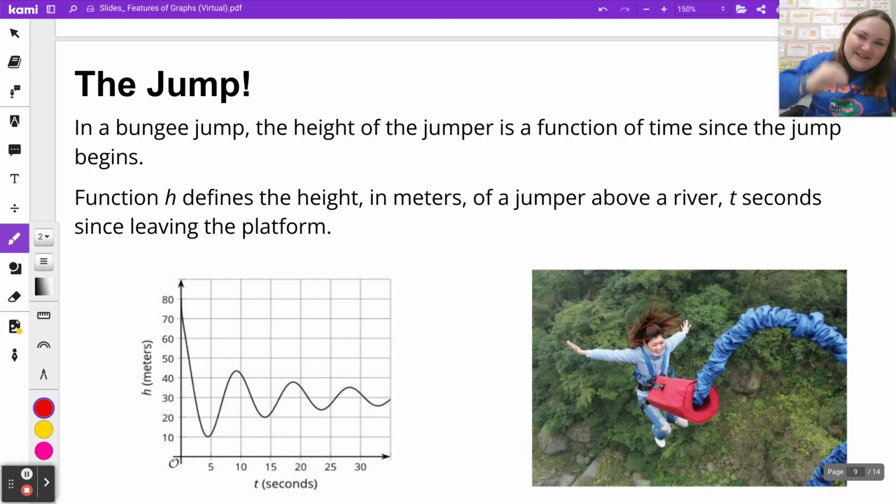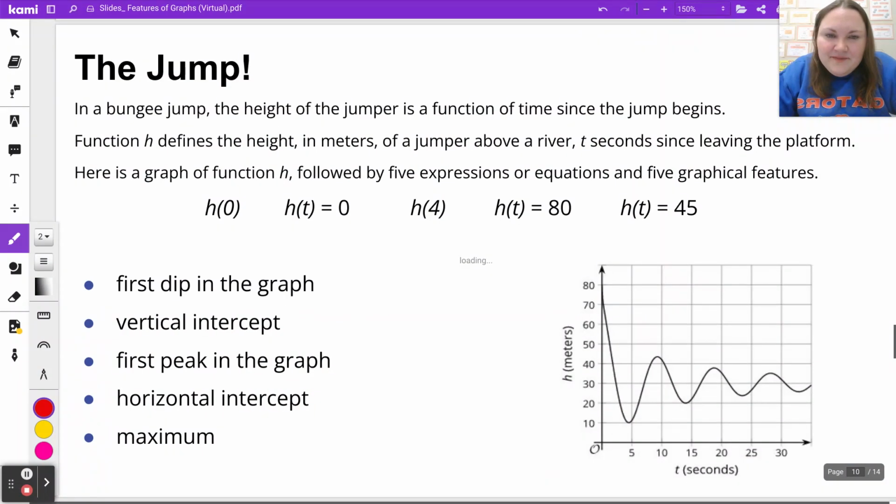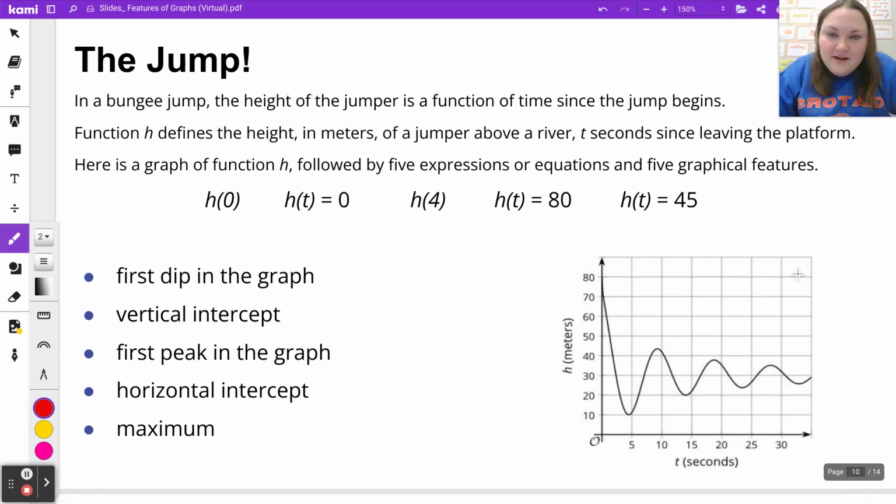But that's what a bungee jump is. A person jumps, and then they're going to bounce because that bungee is like a spring until they finally kind of steady. And so that is what our graph here is. It's showing me the height in meters of that jumper, t seconds after they jump off the platform. The first thing we are going to do is look at this graph here. There are 5 different features of the graph we are going to focus in on. And our job is to match these 5 features of the graph to these 5 expressions or equations that have been written in function notation.